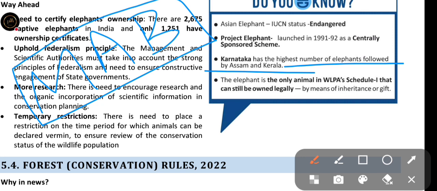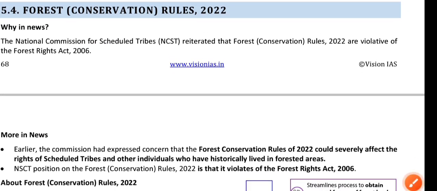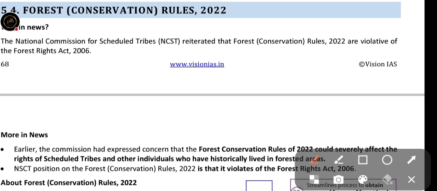The elephant is the only animal in the Wildlife Protection Act's Schedule 1 that can still be owned legally by means of inheritance or gift. So elephants under the Wildlife Protection Act are designated under Schedule 4, that is highest protection. Okay, and it is a very stringent body under the Wildlife Protection Act.